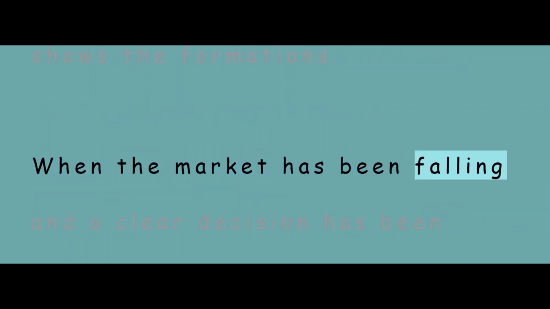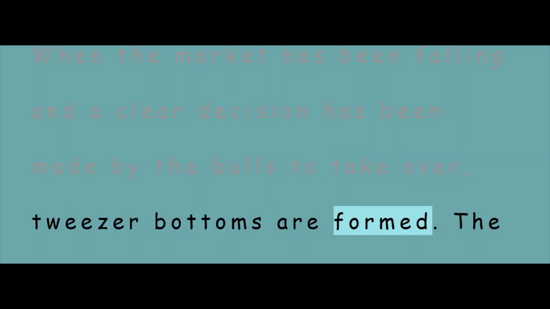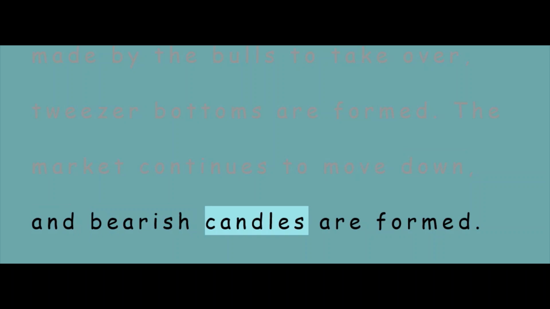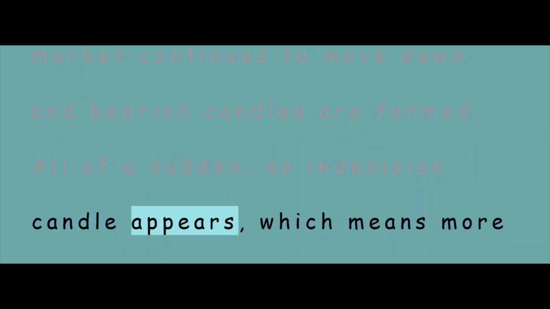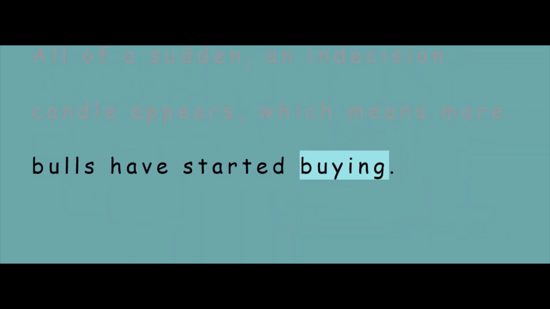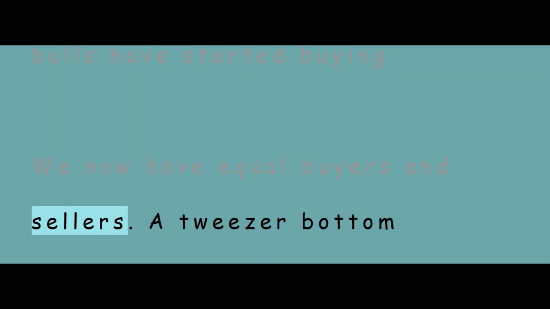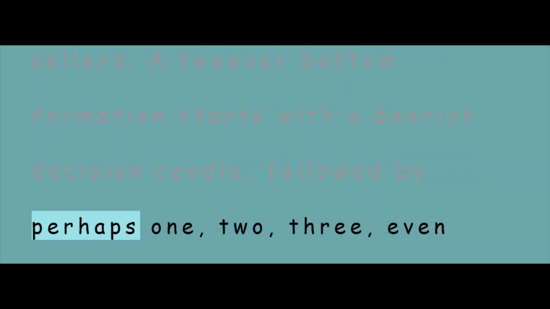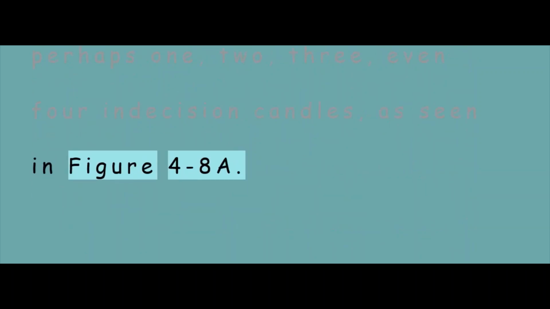When the market has been falling and a clear decision has been made by the bulls to take over, tweezer bottoms are formed. The market continues to move down, and bearish candles are formed. All of a sudden, an indecision candle appears, which means more bulls have started buying. We now have equal buyers and sellers. A tweezer bottom formation starts with a bearish decision candle, followed by perhaps 1, 2, 3, even 4 indecision candles, as seen in figure 48a.